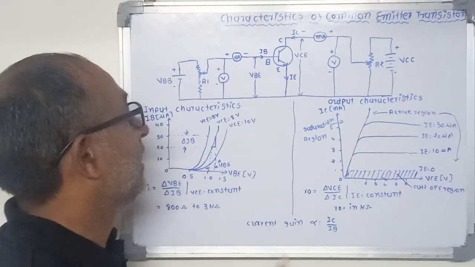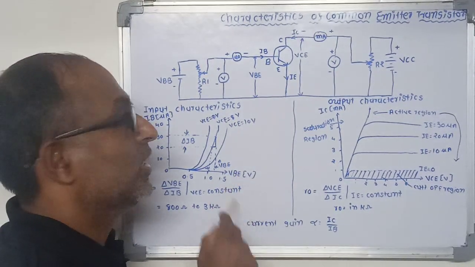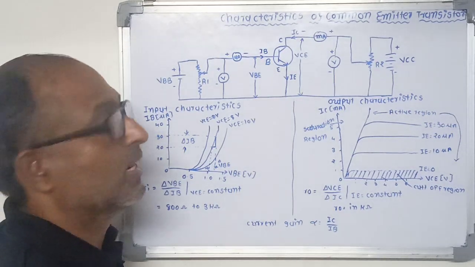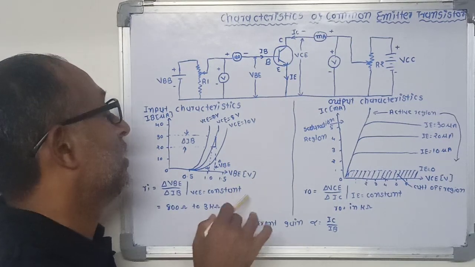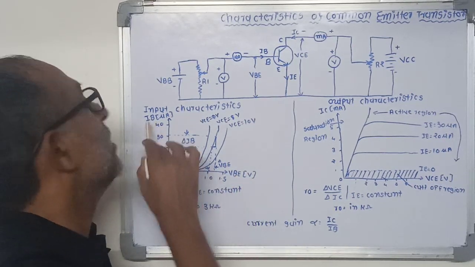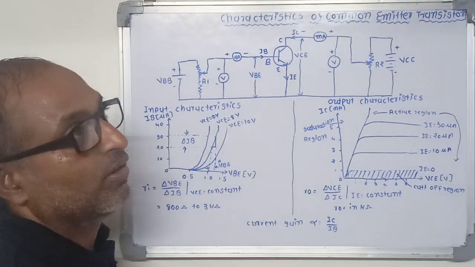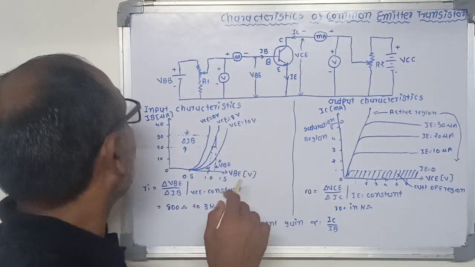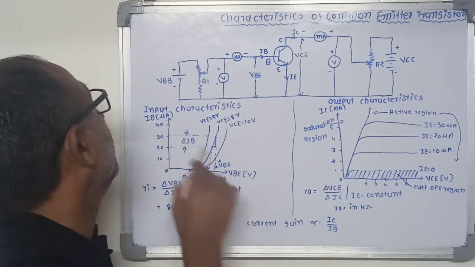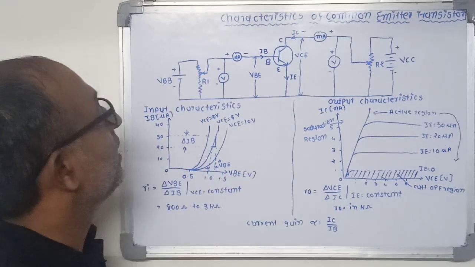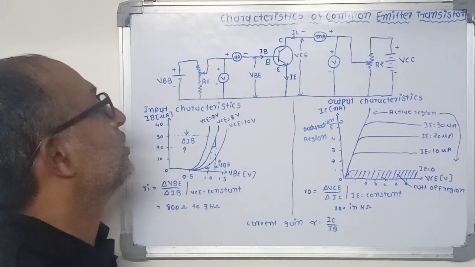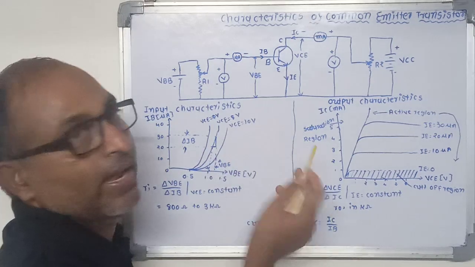0 volt. Then the emitter base voltage is increased from 0 to different voltage levels. For the different voltage levels of VBE, the corresponding value of base current is noted or recorded. And then draw the graph between VBE versus IB. Next, the output voltage VCE is increased from 0 to 10 volt. We can take any value.